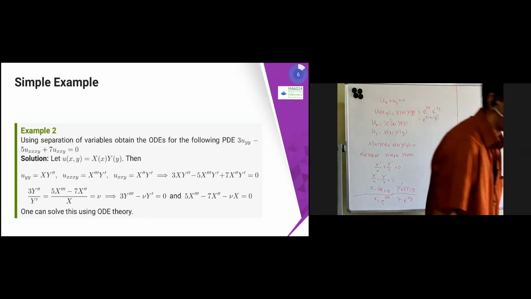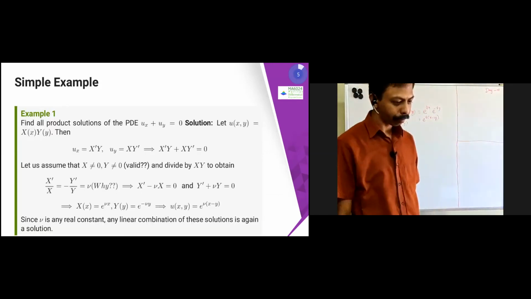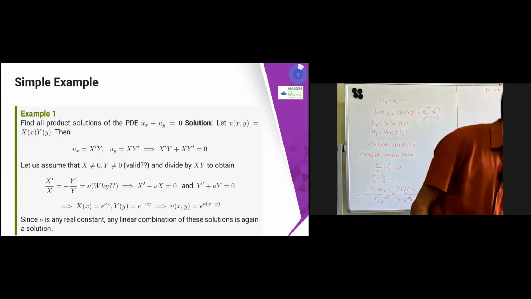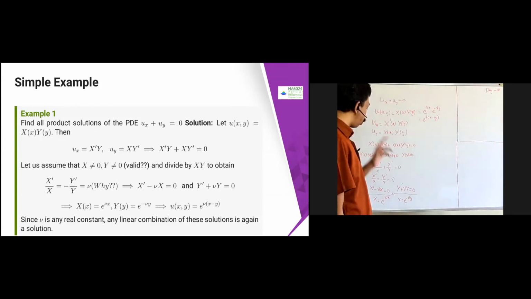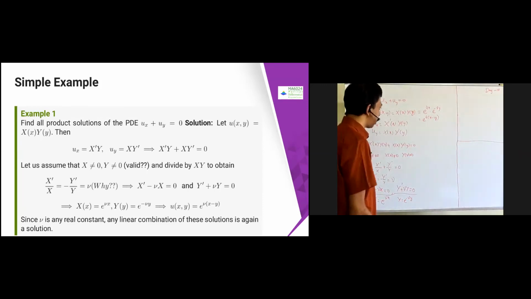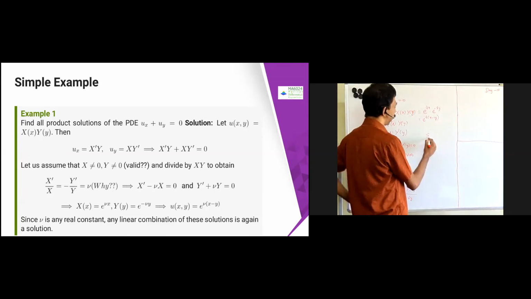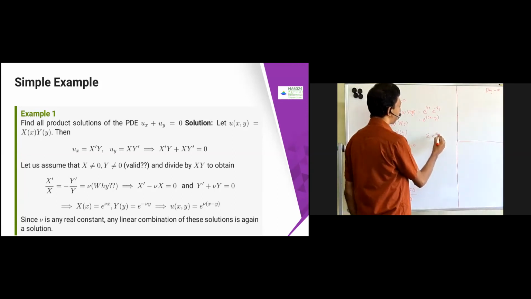Now let's take one more problem. We found this mu is arbitrary. Mu is any real constant, so it is arbitrary. So I can also take a summation of e power mu into x minus y, when mu is running over the entire R.